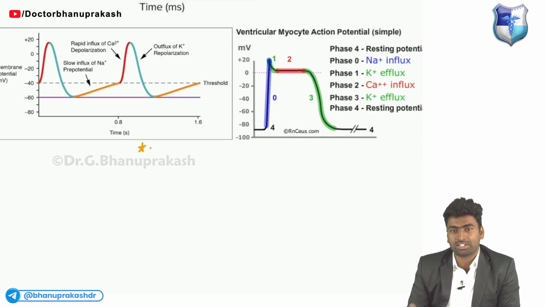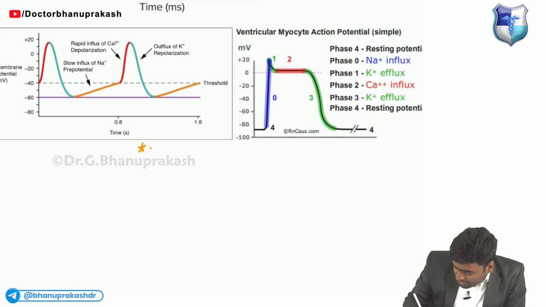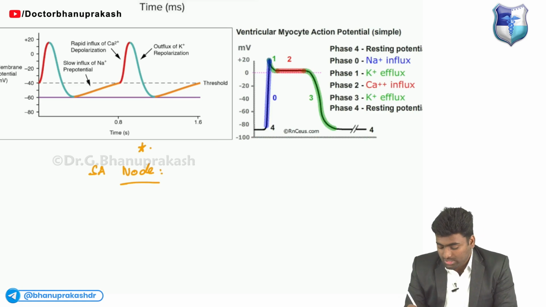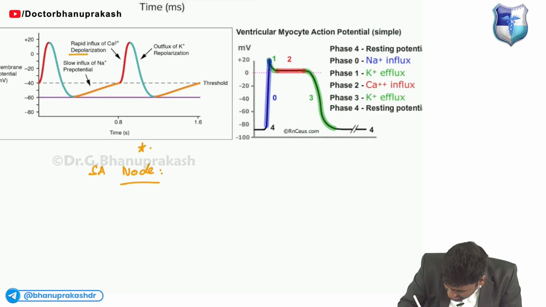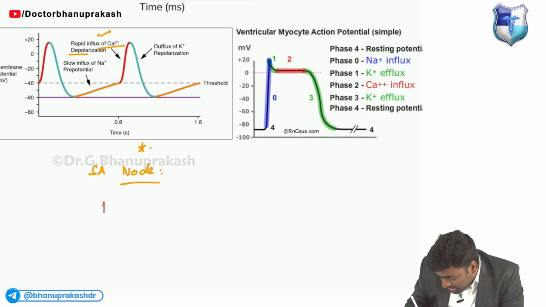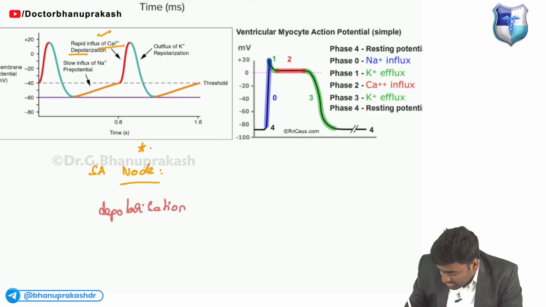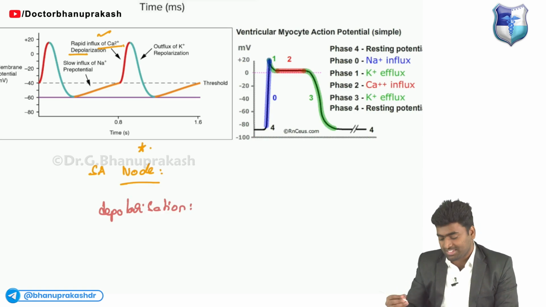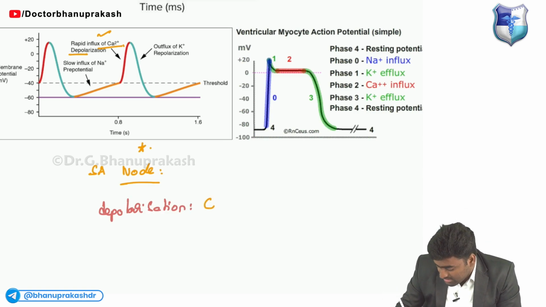Now if you see the potential graph of the SA node, this is way different. As I told you, depolarization is because of sodium, whereas in the case of the SA node there is a difference. What is the difference? The depolarization in the SA node is because of the influx of calcium.